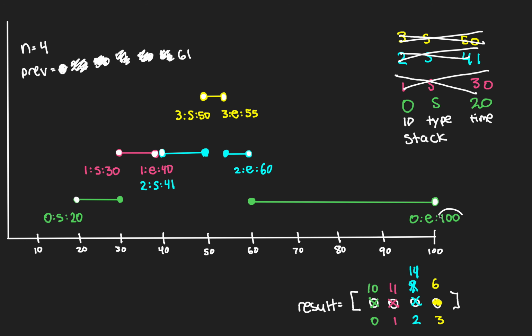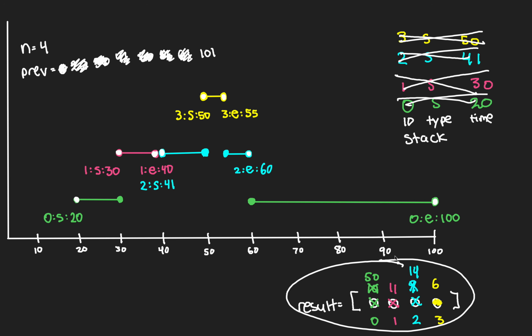It terminates at 101. We see how long it lasted. 101 minus 61 is 40. We peek in our stack, find an index of 0, look that up right here, and add 40 to 10. That gives us 50. Don't forget to pop from our stack and update our previous variable one last time. Amazing. This is our answer. This is what we return.